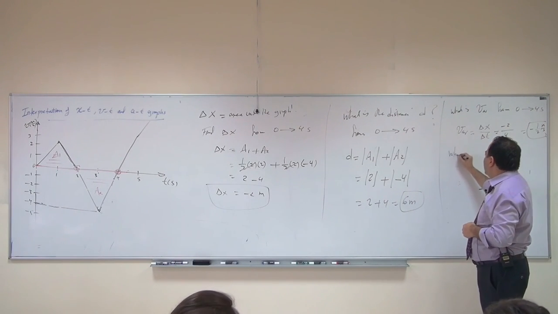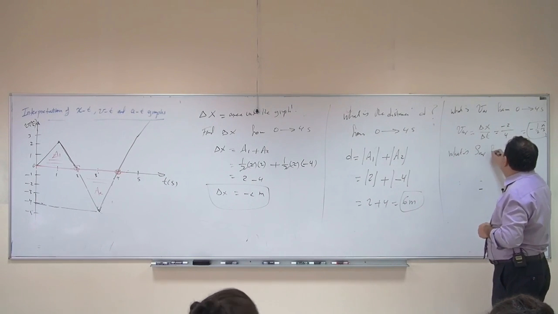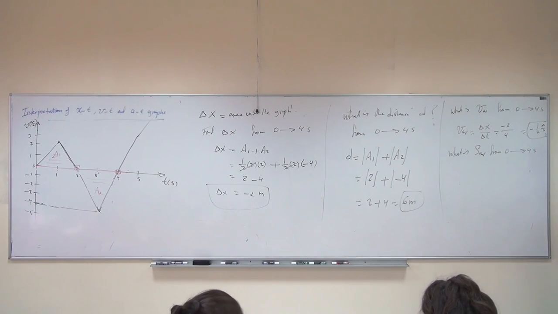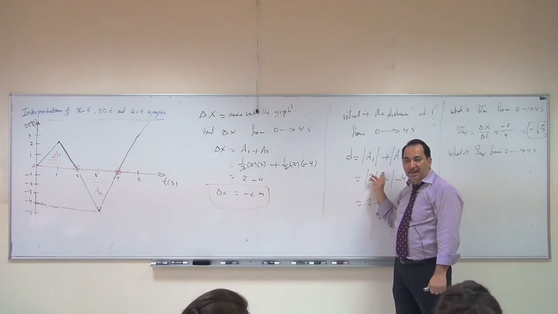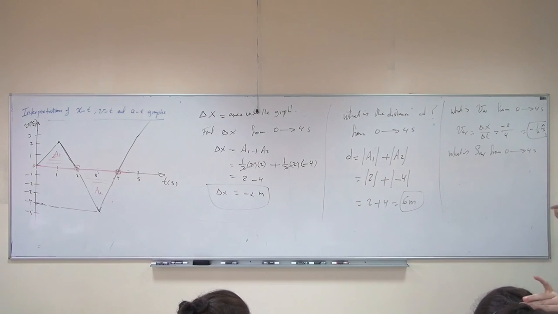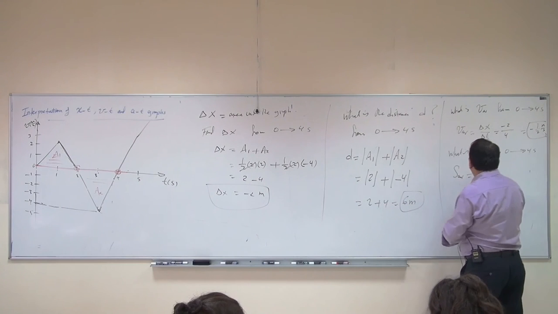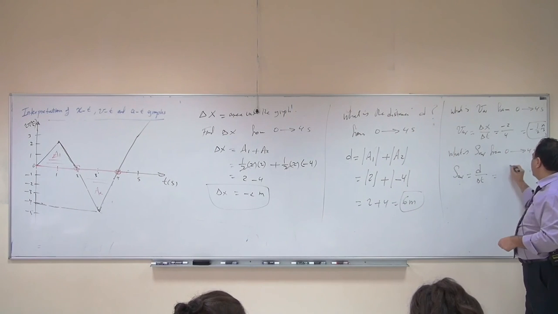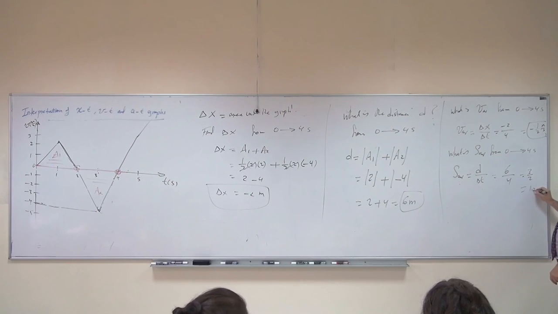Same question now. What is the average speed from 0 to 4 seconds? What do you do? You find the distance. How? Absolute values of the areas. And then divide by the time. So S average equal D over T. D here is over the time, 4. 3 over 2, 1.5 meter per second.